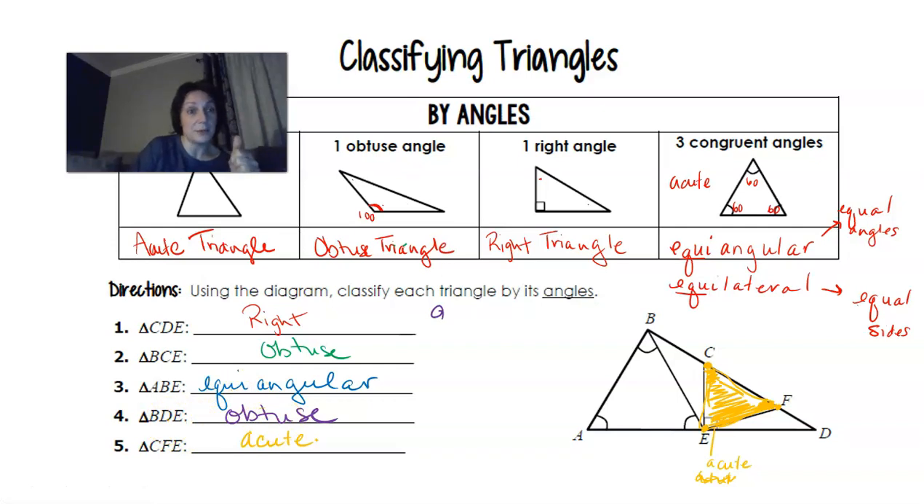Okay, so every time we look at a triangle, from now until forever, one of the first things we're going to do is look at its angles and decide which one of these categories it goes in. Is it acute, obtuse, right, or equiangular? Right. Then we're going to give it another name. The first name that we give it is always going to be based on its angles, and then after that we give it another name, kind of like a middle name, if you will.